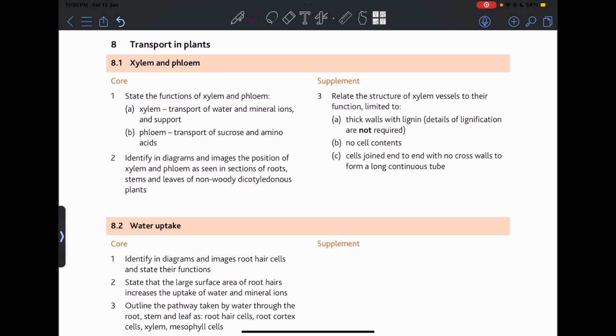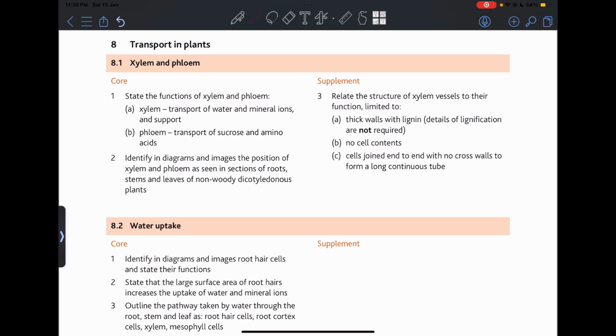Number 8, which is chapter number 8, transport in plants. 8.1 is talking about the xylem and phloem. Core students have to state the functions of xylem and phloem. Xylem is for the transportation of water and mineral ions, and it also helps with support of the plant. Phloem is for transportation of sucrose and amino acids.